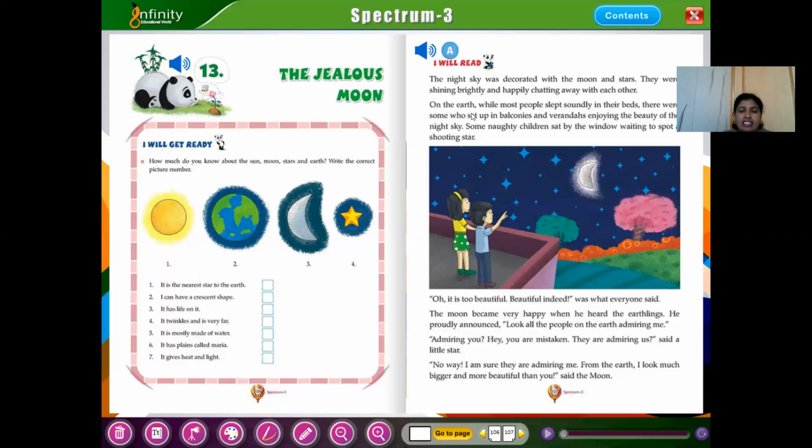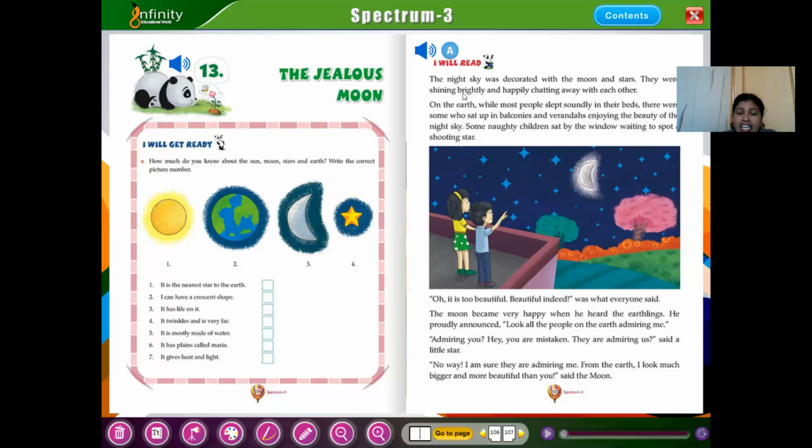On the earth, while most people slept soundly in their beds, there were some who sat up in the balconies and verandas enjoying the beauty of the night sky. Some naughty children sat by the window waiting to spot a shooting star. See, in the sky, as we know, it was decorated with the moon and many stars, and they were shining brightly and chatting with each other.